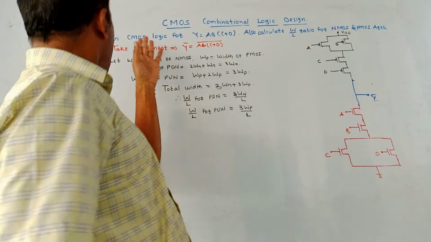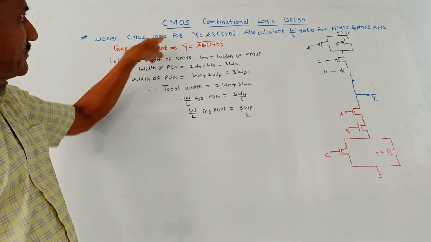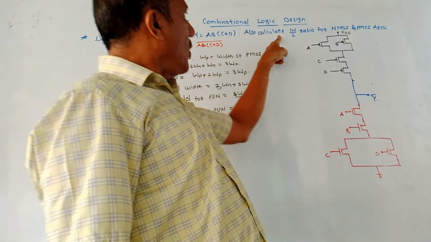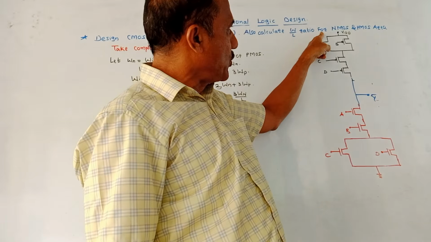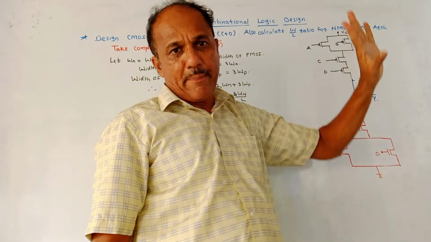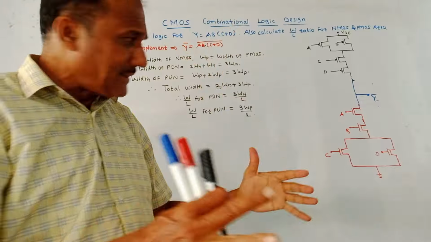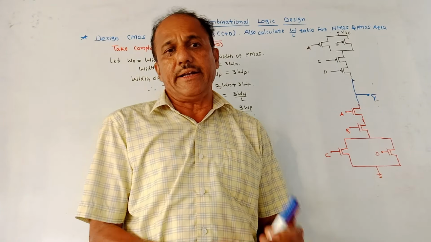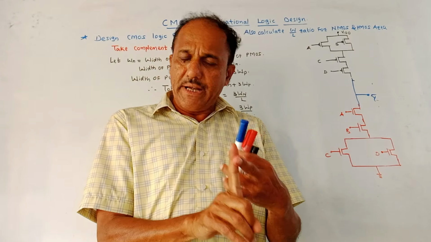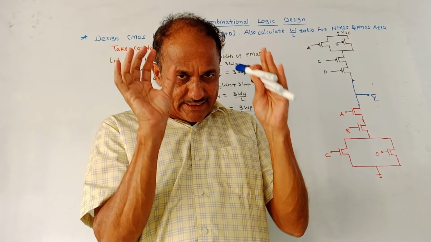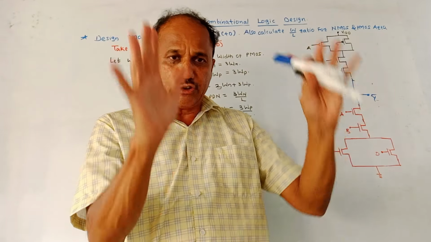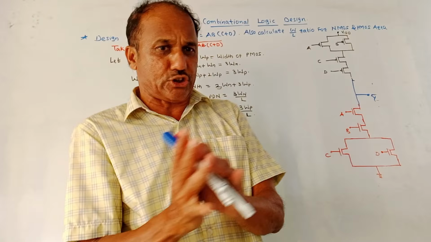Now let us solve a numerical. Question is, design CMOS logic for Y equals AB in the bracket C plus D. Also calculate W by L ratio for NMOS and PMOS area. This designing is pretty simple. Keep in mind the basic things we discussed earlier. We have to design PDN as well as PUN. To design PDN, make use of NMOS transistors. For PUN, make use of PMOS transistor.